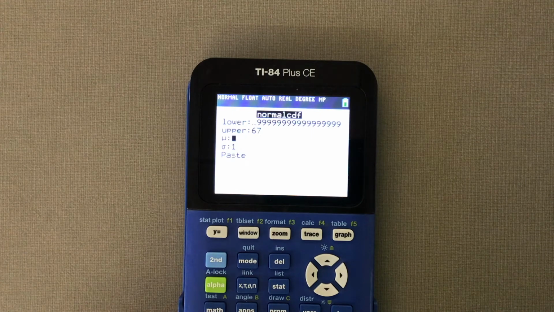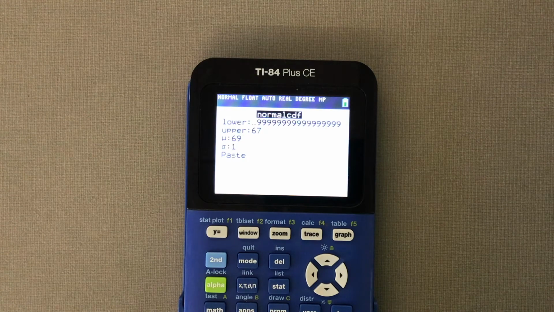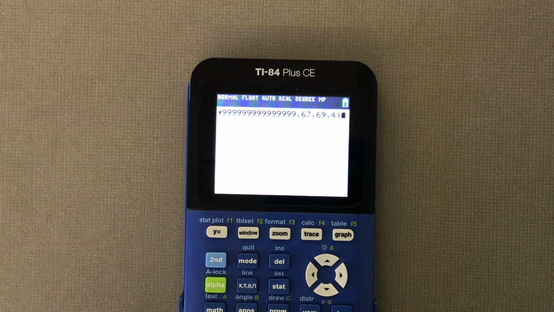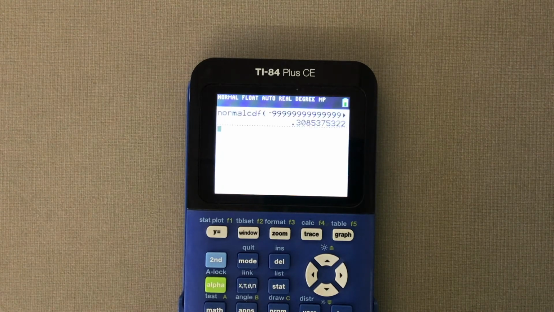Mean is 69 inches is what they told us. Enter. Again, every time I'm pressing enter, other people, you're doing a comma. And then it's a 4-inch standard deviation. And I hit enter again, and I'll paste it. And so people that were not seeing that menu, you should be seeing what I'm seeing right now, a bunch of 9s, comma, 67, comma, 69, comma, 4. And then I hit enter. And there you have it.